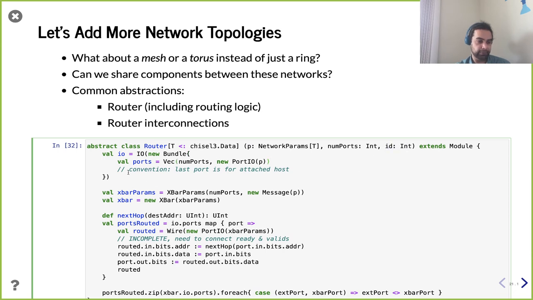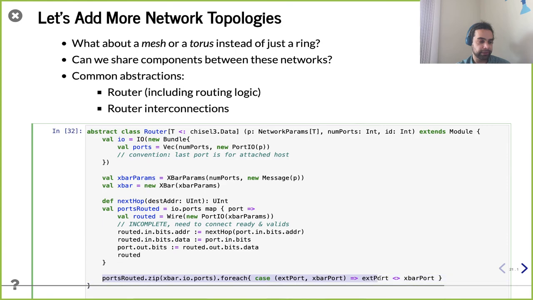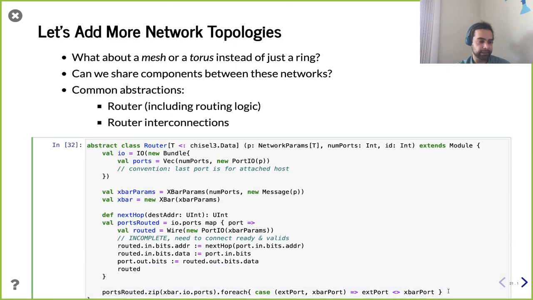Then here's a convention of our last port being the host. Remember, for example, for our ring, we had three ports on the router, and that third port went down to the host. Here's our crossbar. We're leaving the next hop logic, the routing logic, abstract, because we haven't actually defined it yet. But we're going to go ahead and share this connectivity stuff here. And then we also have connecting the ports at the end.